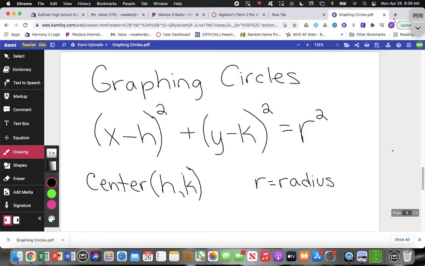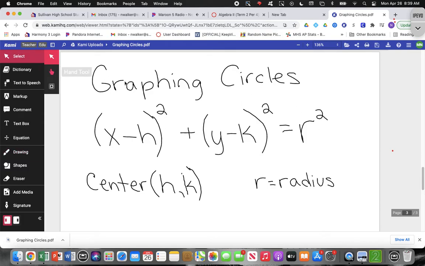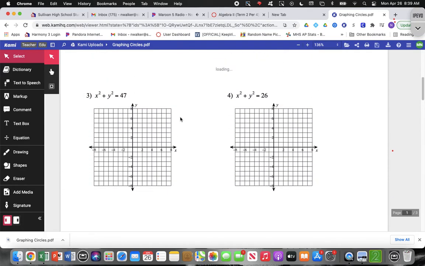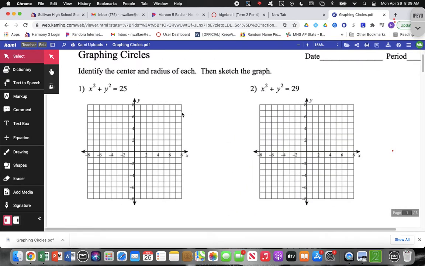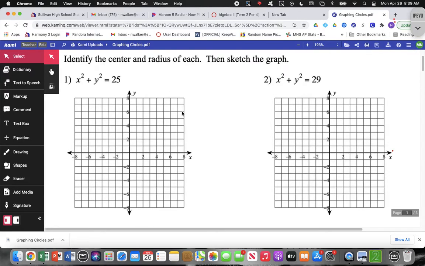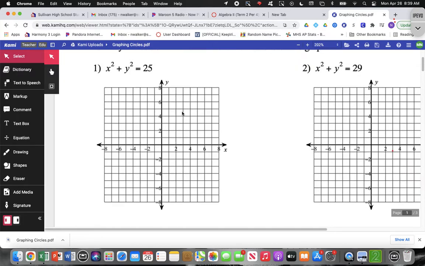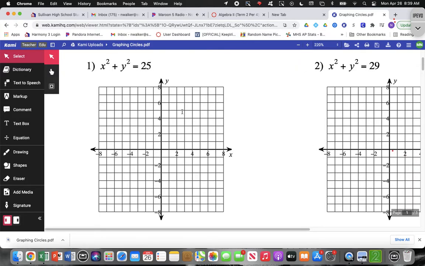Graphing circles is probably one of the easiest things to graph, one of my favorite things to graph. So we will do some examples together. I put a bunch of examples on here. I don't know if we will necessarily get through every single one. We might jump around a little bit, but I definitely want to do number 1. So I'm going to scroll up to number 1 and zoom in as much as I can. All right, on this one, we have x squared plus y squared equals 25.